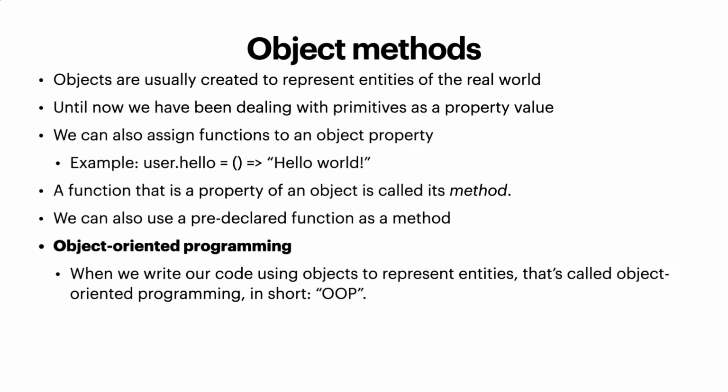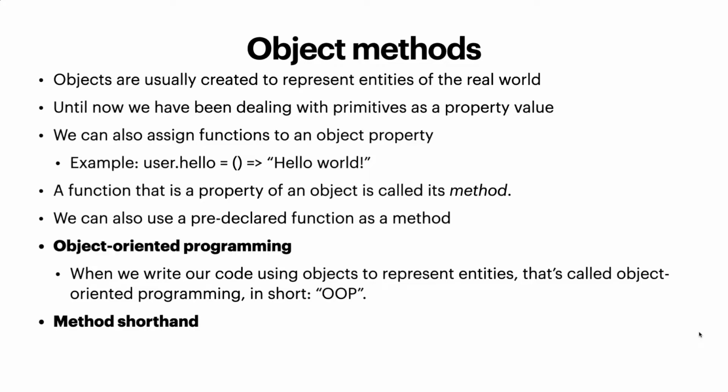Object-oriented programming. When we write our code using objects to represent entities, that's called object-oriented programming. In short, we call it OOP. Object-oriented programming is a big thing and an interesting science of its own. How to choose the right entities and how to organize the interaction between them, that's a full architecture. There are a lot of great books on that topic, and we'll talk about this in detail in the upcoming lectures.